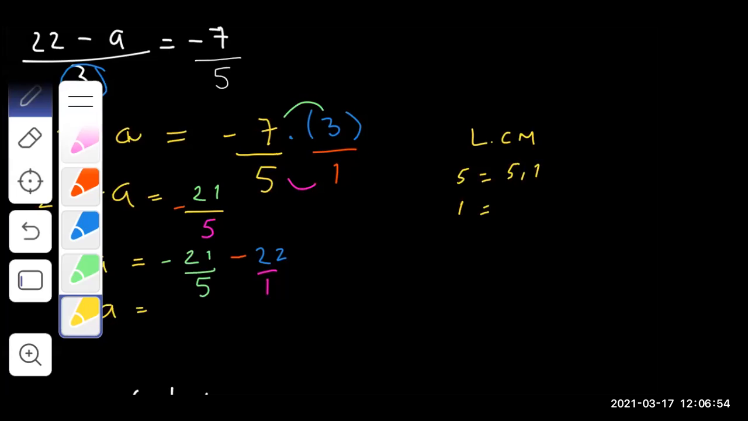What is the least common multiple? 5 is the least one. Okay, the least common multiple, guys, is 5.